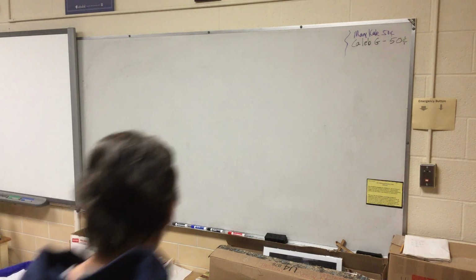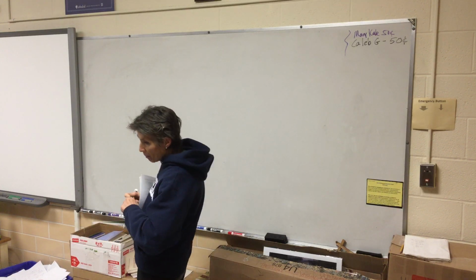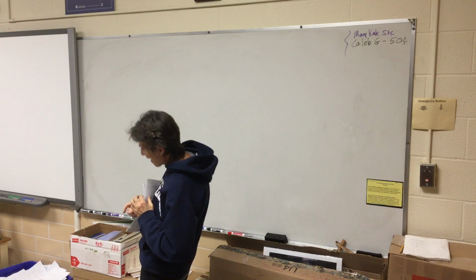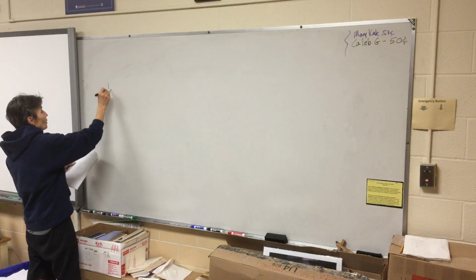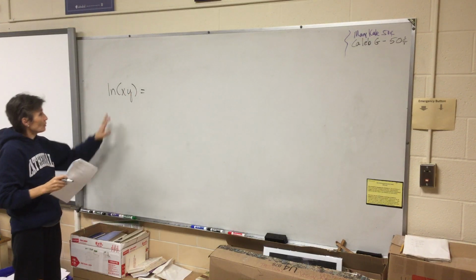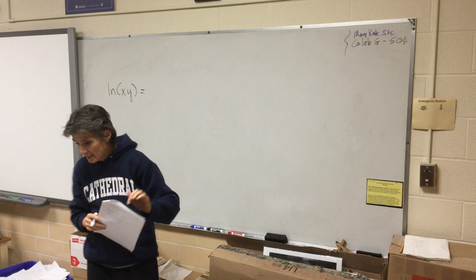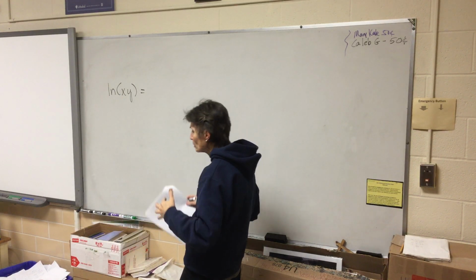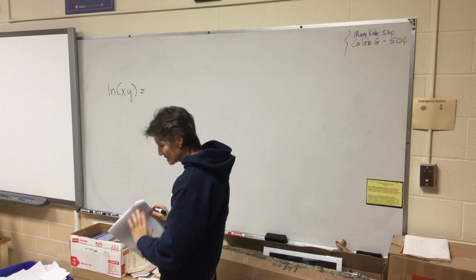To begin part 2. Part 2 is just exactly the opposite of what we did last time. So, you are given, and don't forget, ln is just a logarithm, okay? It's a different notation. It's for log base e, but it's treated exactly the same as log.